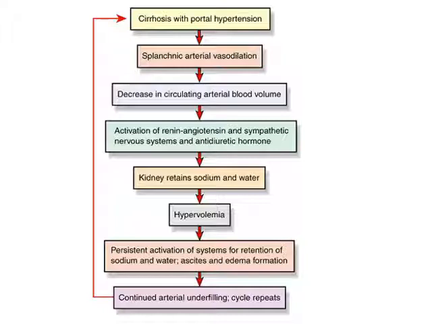because we're going to have the sympathetic nervous system, or fight or flight response, activated. With that, the kidneys are going to retain sodium and water, resulting in hypervolemia. And so now we have increased blood volume, and then we'll have persistent activation of the systems, and we have retention of sodium and water, we have the ascites, we have the edema, and then we have the continued cycle, because then we have portal hypertension again, and then comes the vasodilation, and then the activation of the sympathetic nervous system, and it's just a vicious cycle that we see with cirrhosis and portal hypertension.